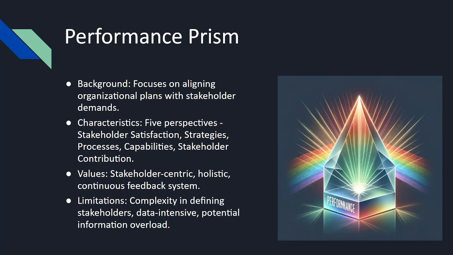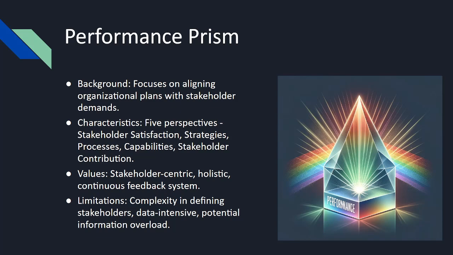So for the background on the performance prism, it was originally designed from the idea that the standard performance management models, such as the balanced scorecard, were actually outdated and had too many shortfalls. The performance prism was created to make sure an organization's plans and operations are in line with the various demands and goals of the stakeholders. This model uses 5 different perspectives. It uses stakeholder satisfaction, stakeholder contribution, and then strategies, processes, and capabilities.